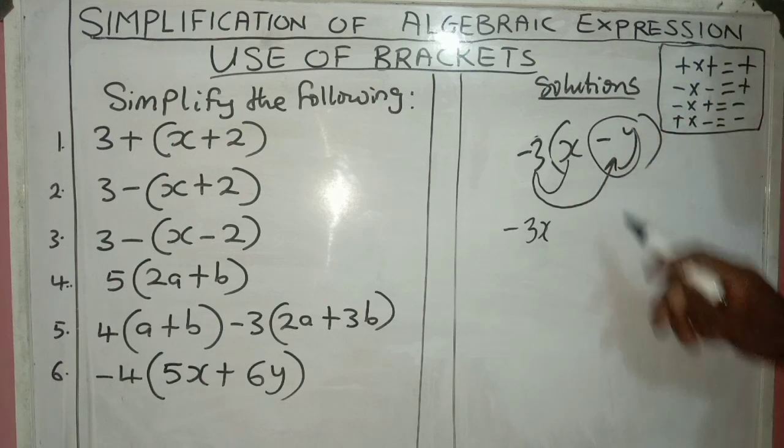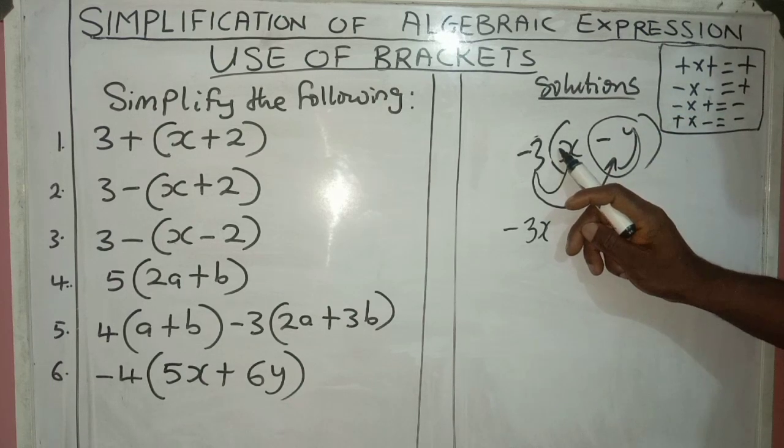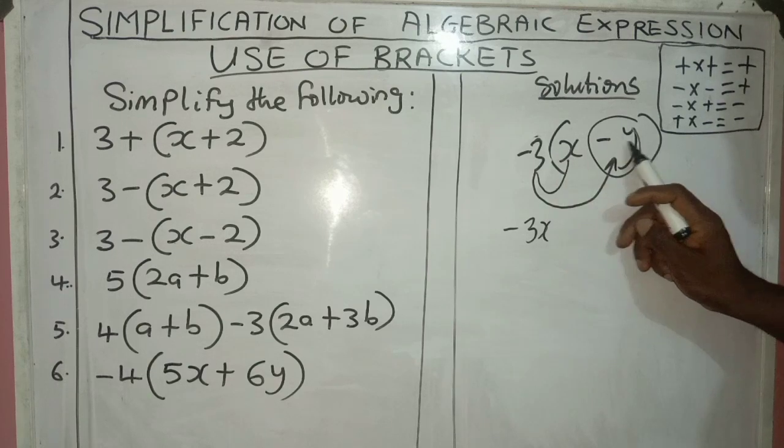Because to every number there is always a sign before it. The sign before this x here is what? Plus, but it is what? Invisible. The sign before this y is minus.